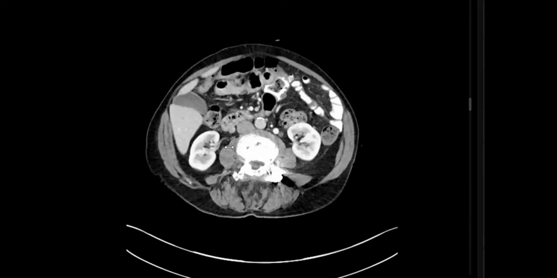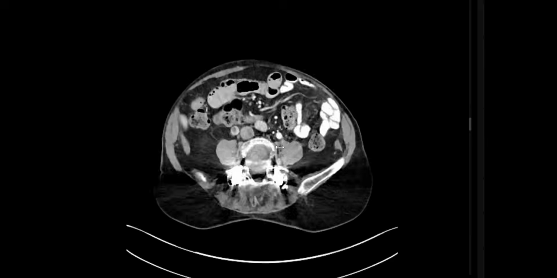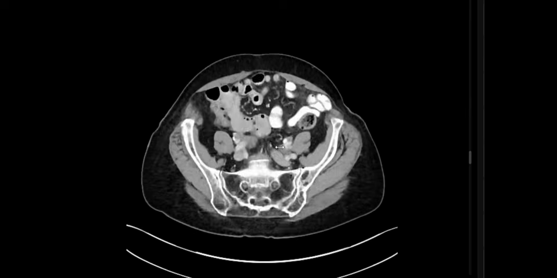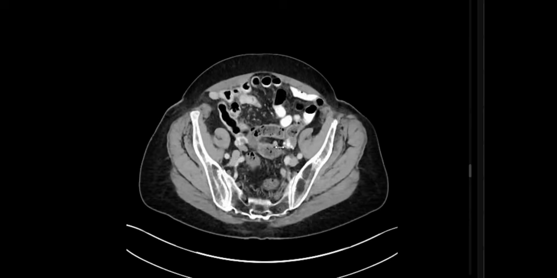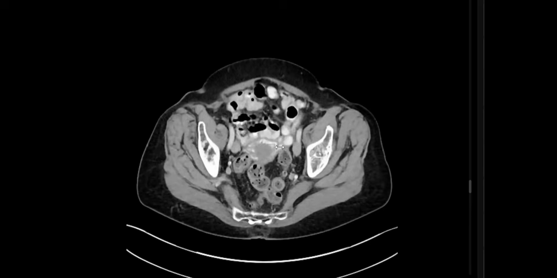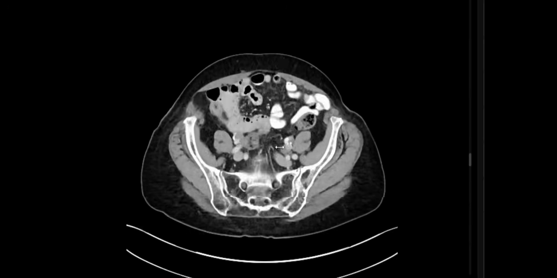Sir, on the left side, it's this one. Is it normal size? It's engorged. It looks engorged. Yes. Does it look like venous flow? It's very high. Maybe it looks like arterial flow, due to reflux. Due to reflux. This is the cause of bleeding.